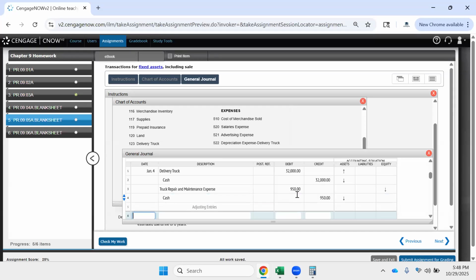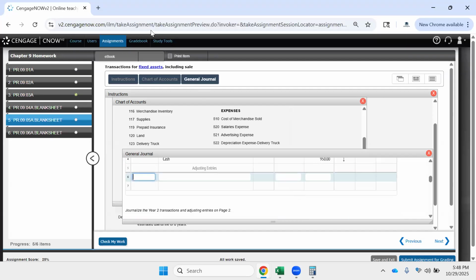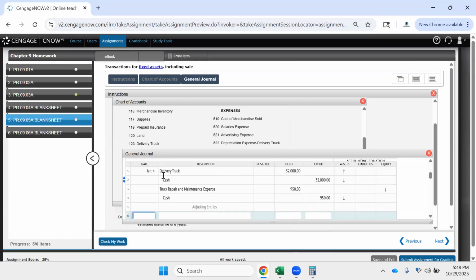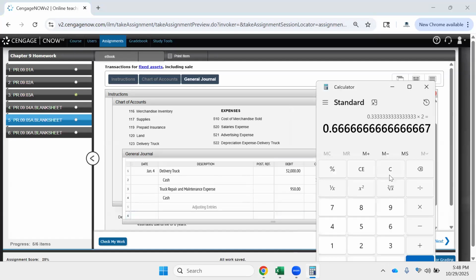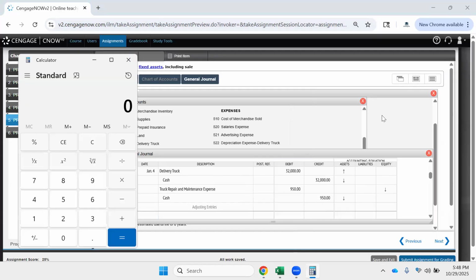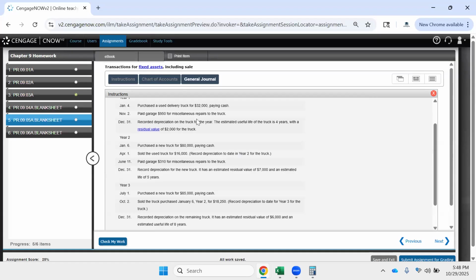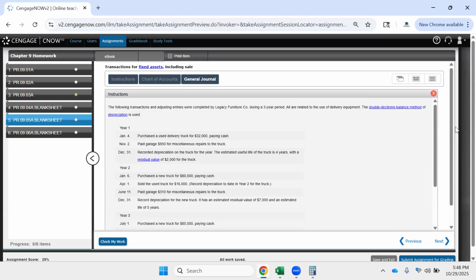Then at the end of the year, we have an adjusting entry for the amount of depreciation taken during the year. And since we bought it in the first half of January, we're going to assume it was bought on January 1st. The estimated useful life of the truck is 4 years with a residual value of $2,000. We're using the double declining balance method of depreciation.